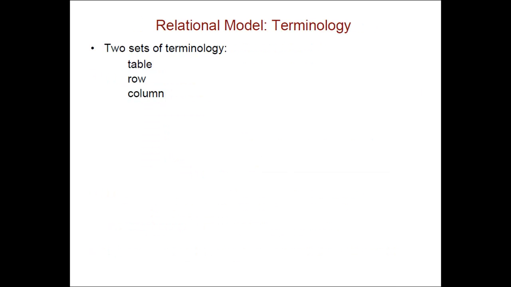Now, in addition to the terms table, row, and column, there is a second set of more mathematical terms that we also use. So another name for a table is a relation, and that's where the name relational model comes from. Another name for a row is a tuple. Another name for a column is an attribute. And we will use these two sets of terms interchangeably.